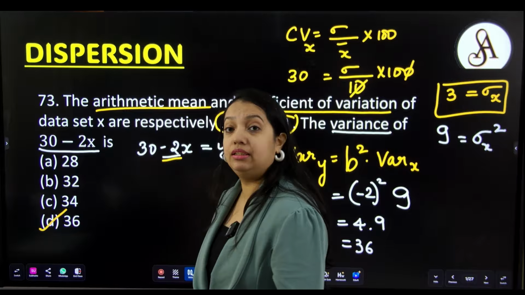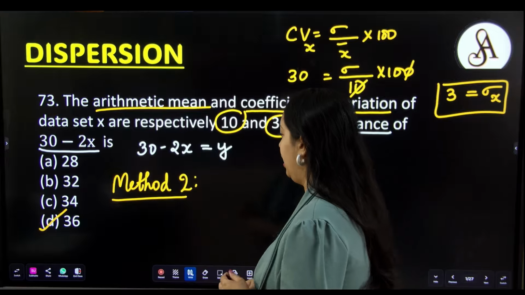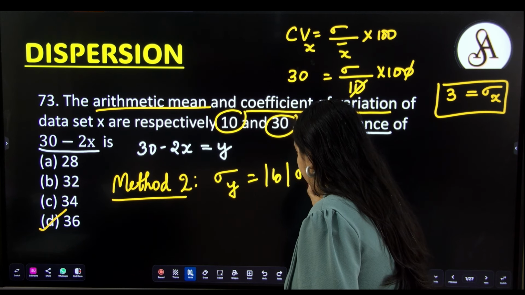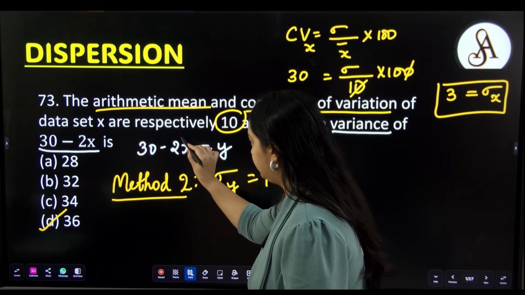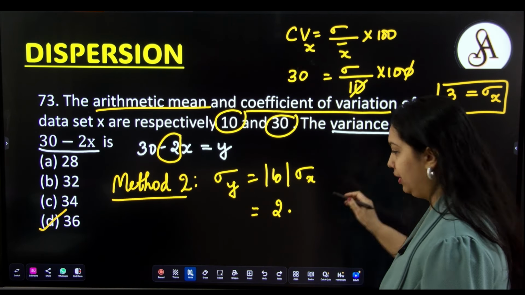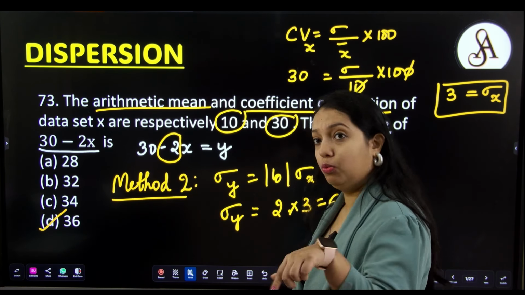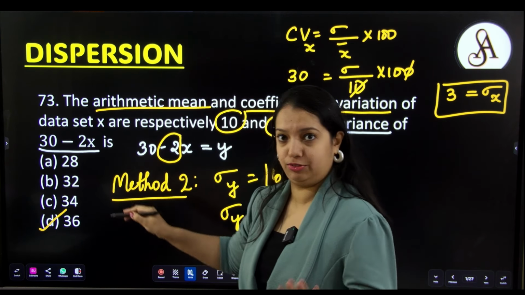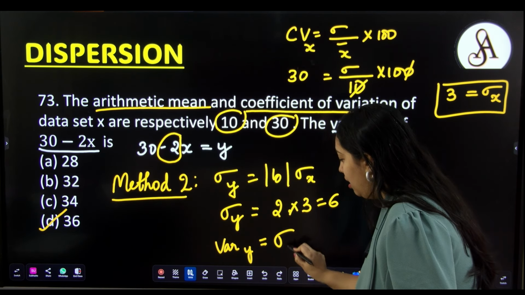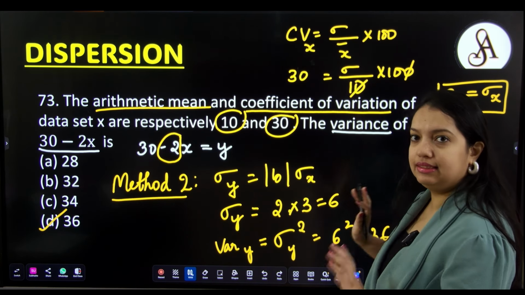Option B. Method number 2. Instead of directly finding variance of y, I am going to first find sigma y, which is modulus b into sigma x. How do you get modulus b? From this, ignore the negative sign. 2 into sigma x value we just found as 3. 2 threes are 6, which is my sigma y value. What are they asking? Variance of y, which is equal to standard deviation squared, 6 squared, 36. This is method number 2.